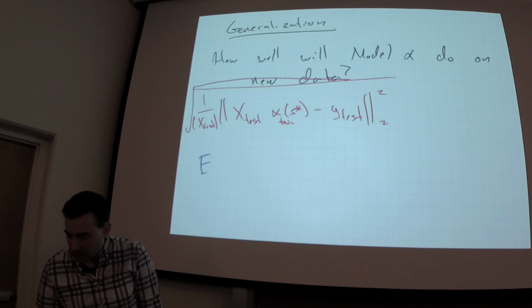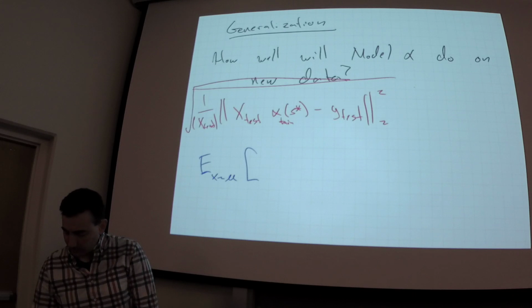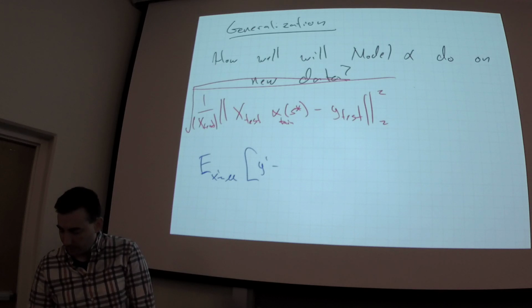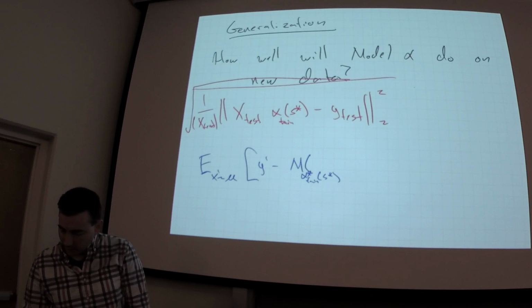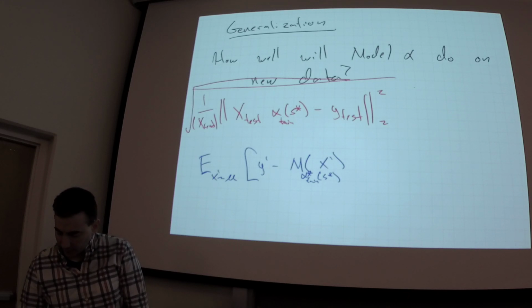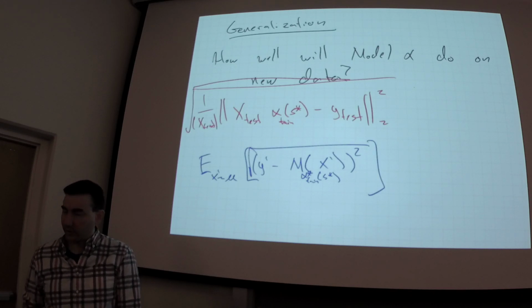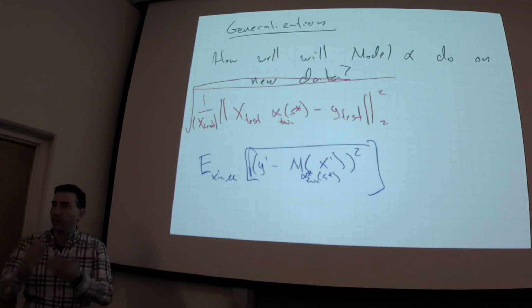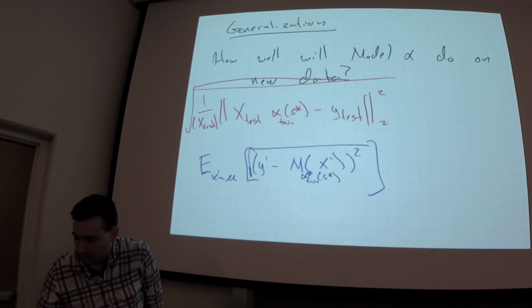I want to do something like the expected value, over X and Y drawn from this new data, of Y minus the model alpha train star using S star on this new data. I can look at this squared, and I want to look at the square root. So the expected error, the expected difference between the Y value and what I'm predicting. So this is my prediction.